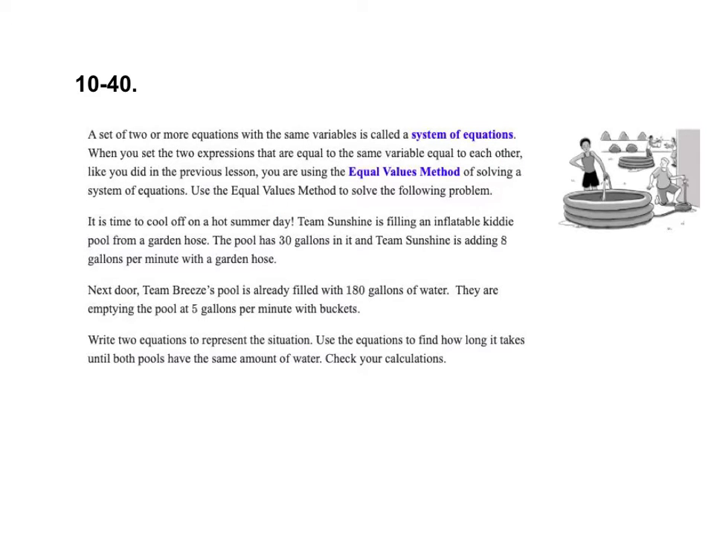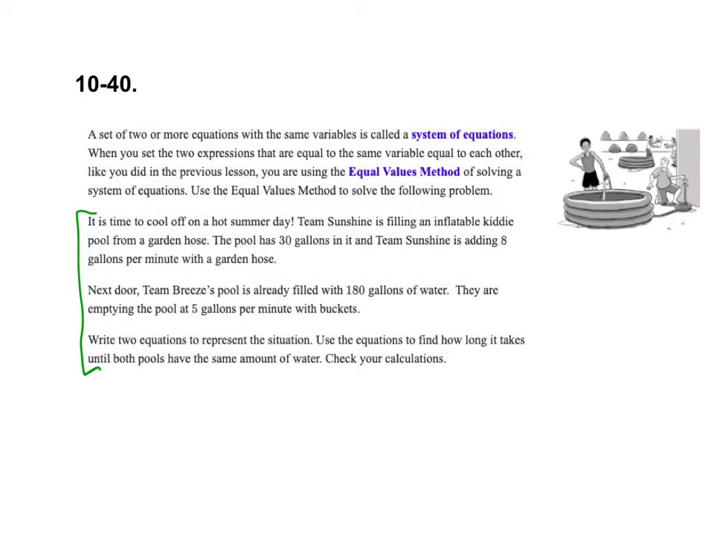So in our problem here, this is our situation. It says this. So this starts our problem right down here. It is time to cool off on a hot summer day. Team Sunshine is filling an inflatable kiddie pool from a garden hose. The pool has 30 gallons in it, and Team Sunshine is adding 8 gallons per minute with the garden hose. Next door, Team Breeze's pool is already filled with 180 gallons of water, and they are emptying the pool at 5 gallons per minute with buckets. Write two equations to represent the situation, and then use those equations to find out how long until both pools have the same amount of water, and check your calculations.